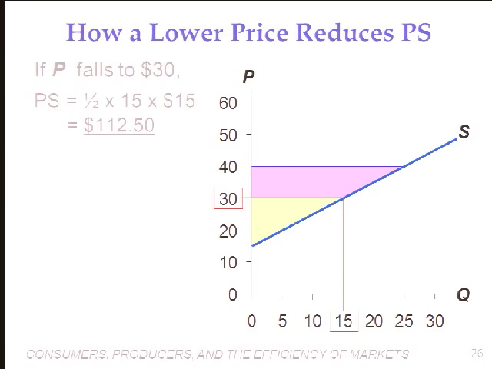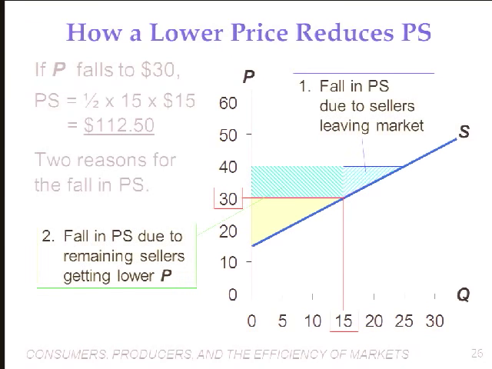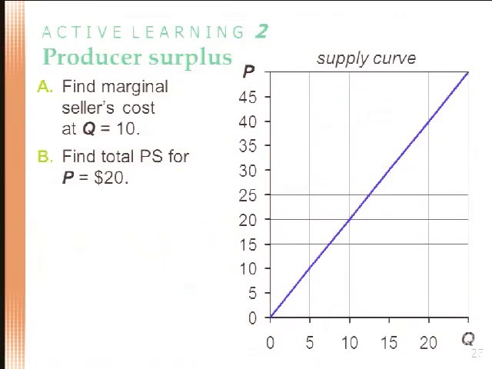Okay, let's turn to a second example, focusing on the supply side. We'll have the same kind of analysis. Find the marginal seller's cost at a quantity of 10. Find the total producer surplus for a price of 20. Suppose the price rises to 30, and when it rises to 30, we know producer surplus is going to increase. But let's decompose that into two components, namely additional sellers coming into the market and the former sellers getting a higher price for the quantity that they're selling. Okay, visit with your neighbors, do the computation, and tell me what the answer is.